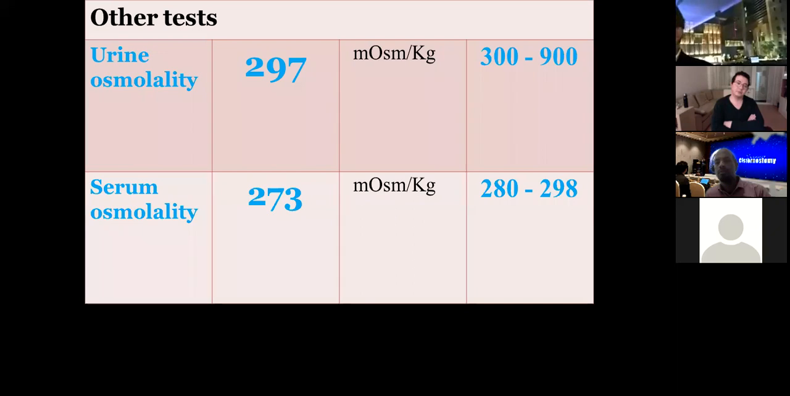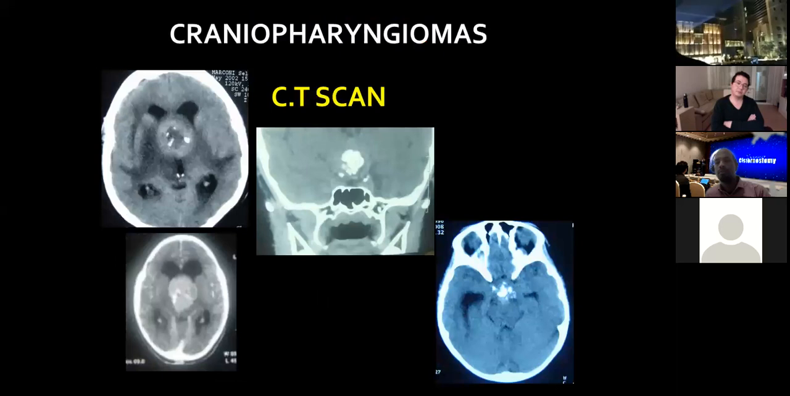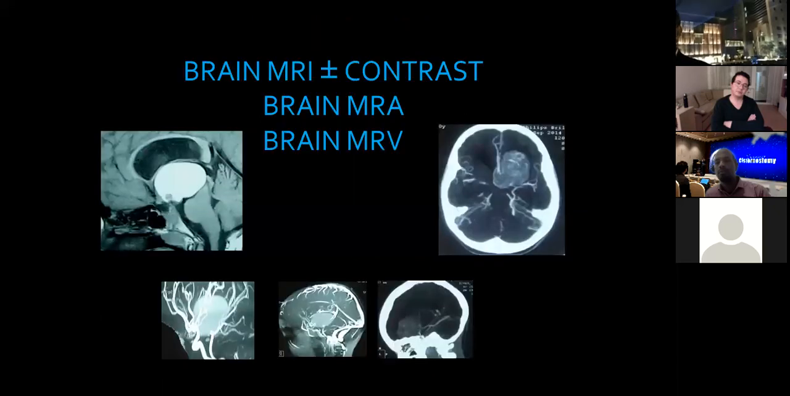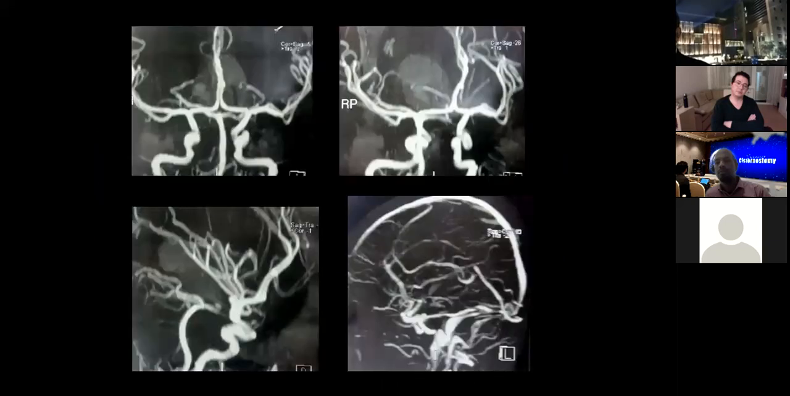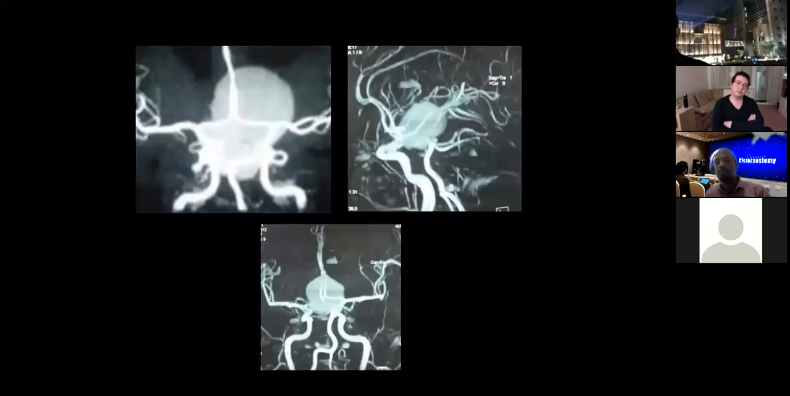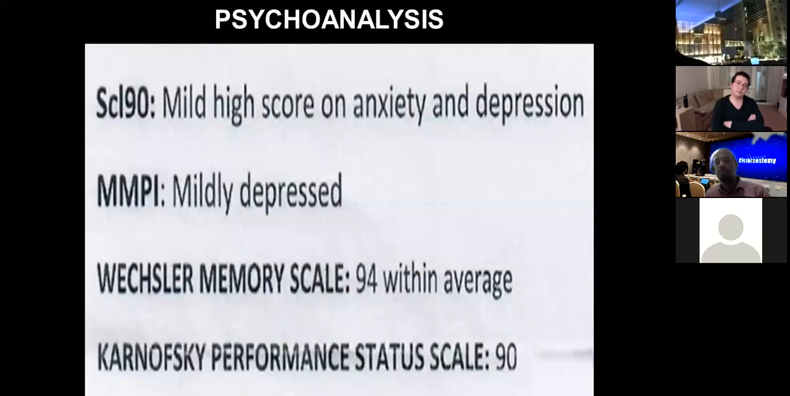And of course, as Dr. Muhammad Juma said, the urine and the serum osmolality. You do the brain CT scan; calcification can occur in about 70% of cases of craniopharyngioma. We do MRI, MRV, like this one. And we do the psychological analysis.